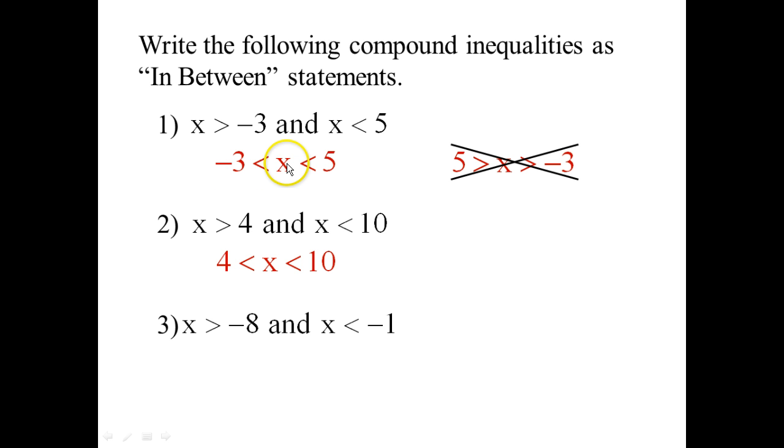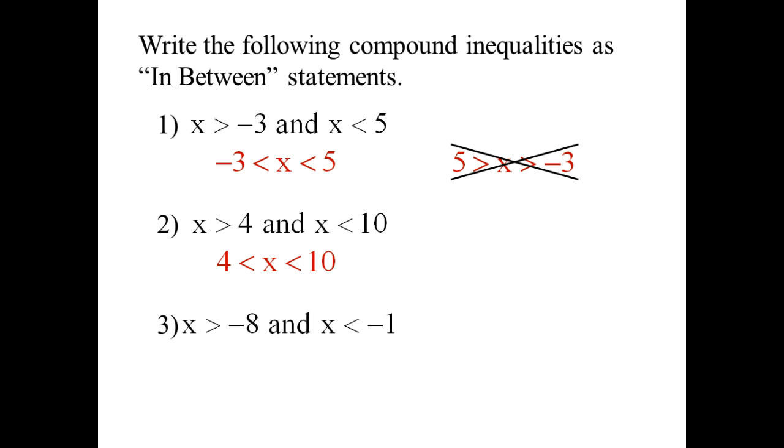-3 is less than our answers, and our answers are less than 5, if you read them piece by piece. Right here it just says -3 is less than our answers. 4 is less than our answer. All our answers are bigger than 4. Okay. So go ahead and do 3. How would you write that? Try that one on your own. See how it goes.